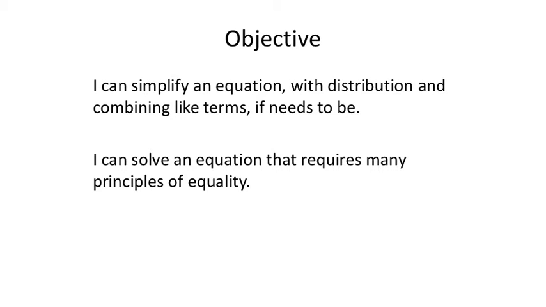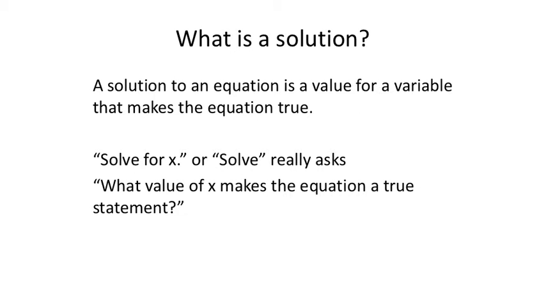Now the good news on this first objective is that we've already done some combining like terms. I think we've done some distribution as well. And I think we did that in 1.4 from the last unit. And then using principles of equality, again, sometimes you just need more than one or more than two at a time. So a quick review, what is the solution?